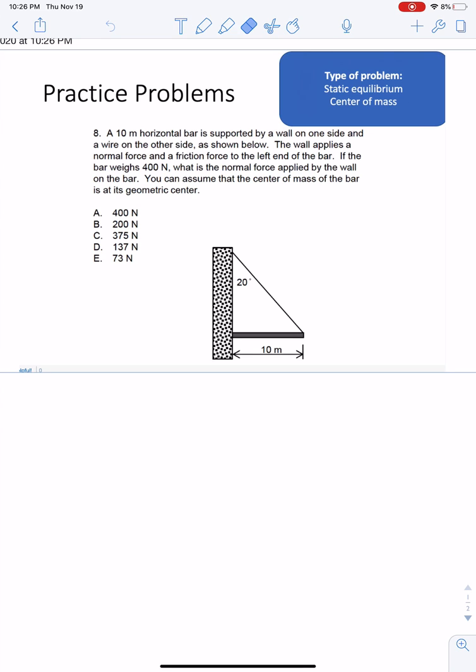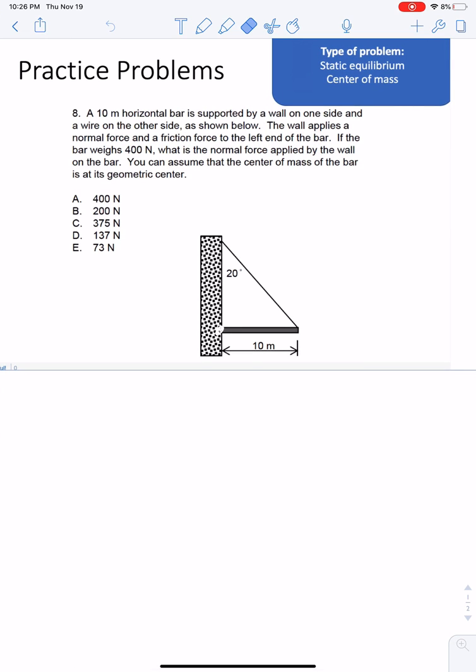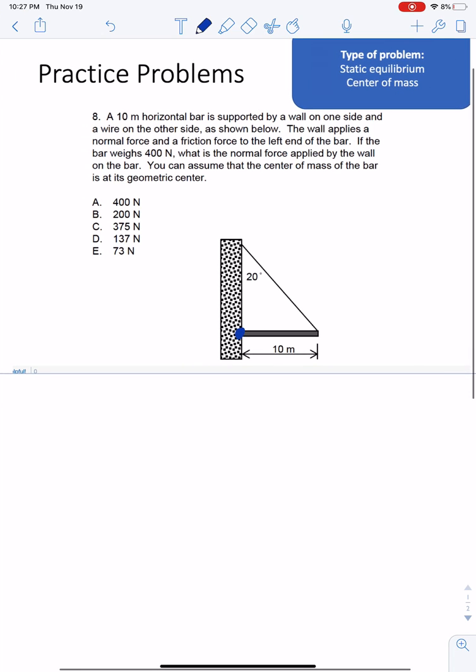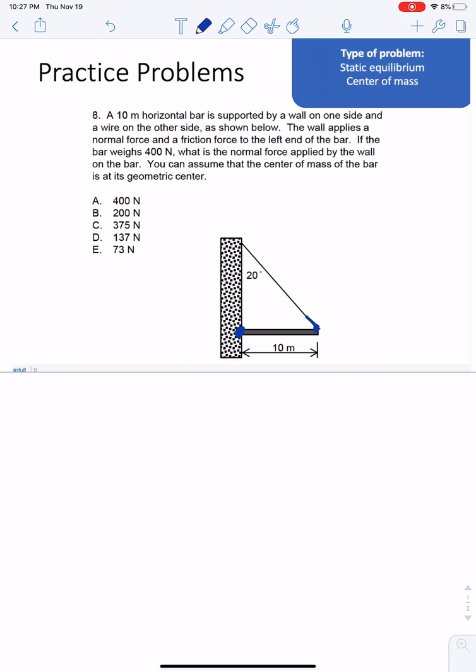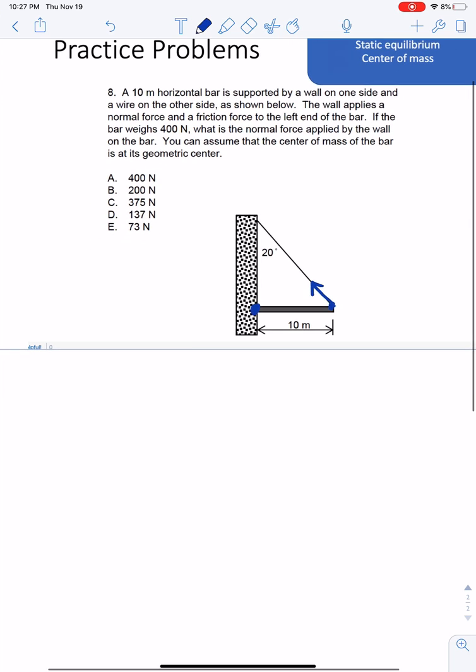So in this problem, we've got a bar that's supported by a wall on one side, which means there's some kind of force here at this end from the wall on the bar, and on the other side, by a tension force in the wire. The wall applies both a normal force and a friction force to the left end of the bar. So the normal force is going to be directed like this, to the right. That's the normal force from the wall. And then the frictional force will be directed up to keep it from sliding down the wall.